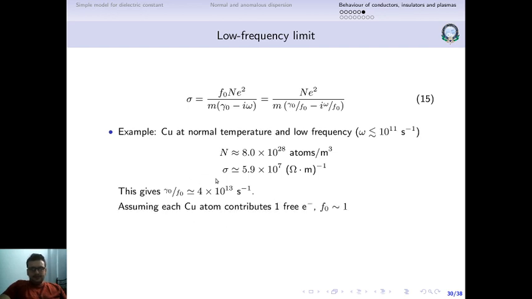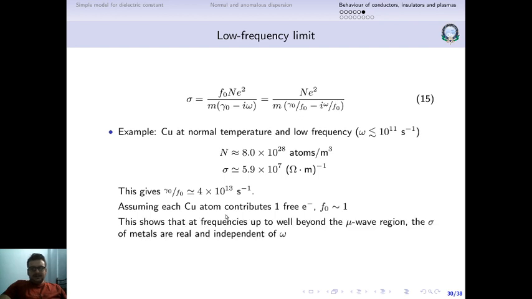If we assume that every copper atom contributes one free electron, then f_0 will be approximately equal to 1, because that's the fraction. So over here gamma_0 by f_0 is of the order of 10 to the power 13, and omega by f_0, taking f_0 to be approximately 1, is of the order of 10 to the power 11. So this is of the order of 10 to the power 13, and this is of the order of 10 to the power 11. That means this imaginary part can be neglected compared to the real part.